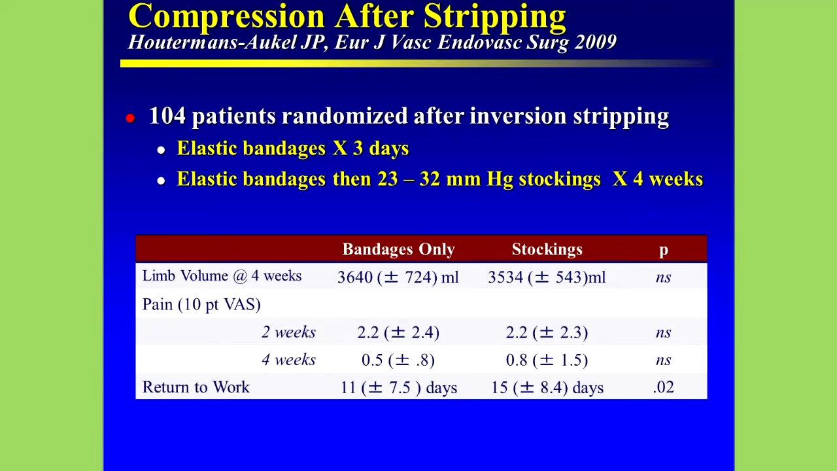And as you can see in the table, at the follow-up of 1 month, there was no difference in limb volume measured volumetrically, and there was no significant difference in pain measured at either 2 weeks or 4 weeks, although surprisingly, patients who were treated with only 3 days returned to work an average of 4 days faster than those that wore stockings for 4 weeks. And there's no real explanation provided for that, whether it's the psychologic disability of having to continue wearing stockings or whatever. There wasn't a lot of benefit with stripping with wearing bandages beyond 3 days.